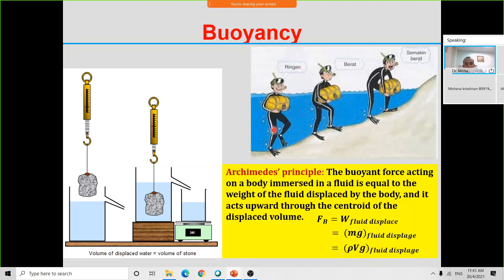So for buoyancy, the famous principle is Archimedes' principle. Okay, Archimedes says that the buoyant force acting on a body immersed in a fluid is equal to the weight of the fluid displaced by the body, and it acts upward through the centroid of the displaced volume. Okay, so you know that F_b, the buoyancy force, equals the weight of the fluid displaced, and weight equals mg, and m is equal to density times the volume of the object. Okay, so to determine the buoyancy force acting on any object, you can just use this equation: F_b equals rho V g.